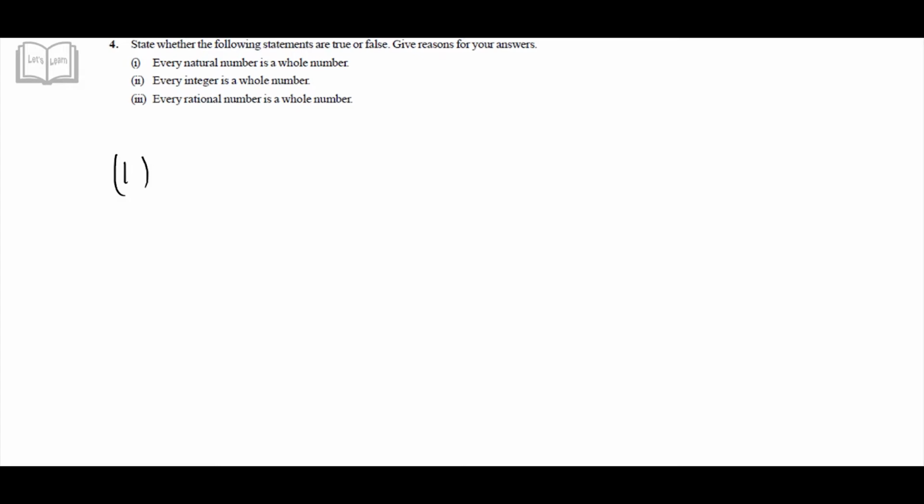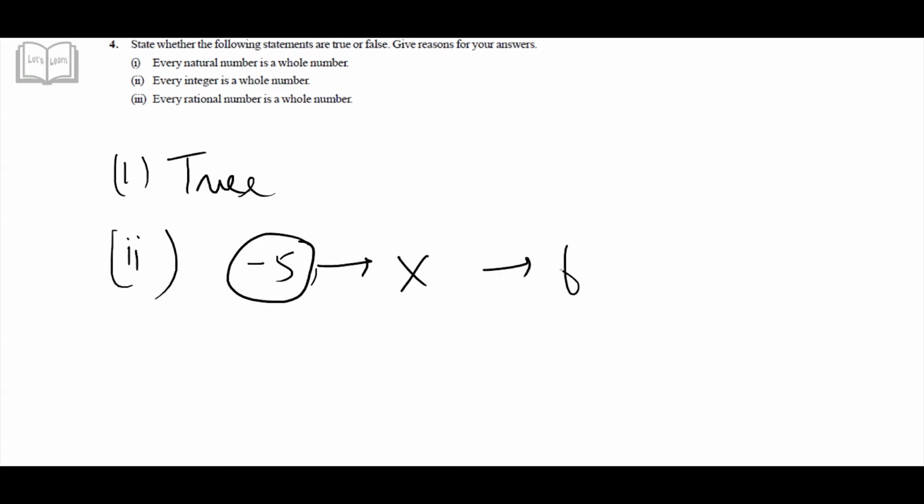It's a true or false question. Every natural number is a whole number. Yeah, this is true. A whole number is 0, 1, 2, 3, 4, 5, 6, 7, 8 and so on, and all natural numbers are in it, so it is true. Every integer is a whole number. If we take -5, it is an integer, but it is not a whole number, so this is false.